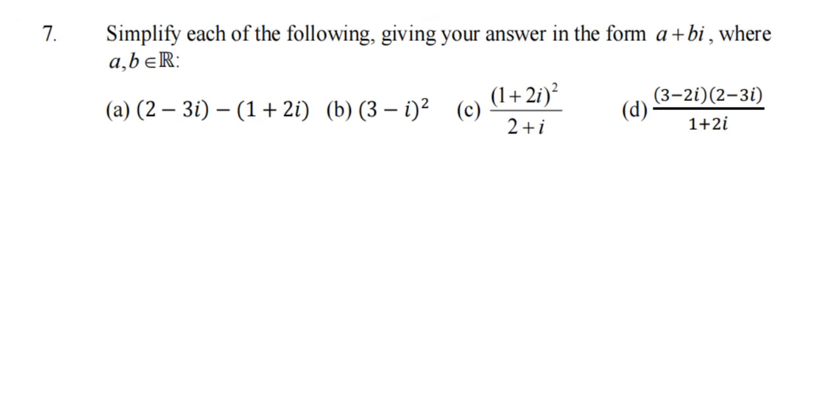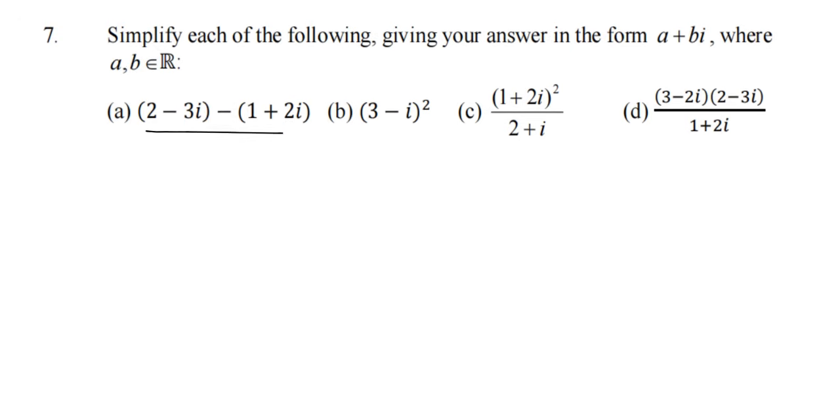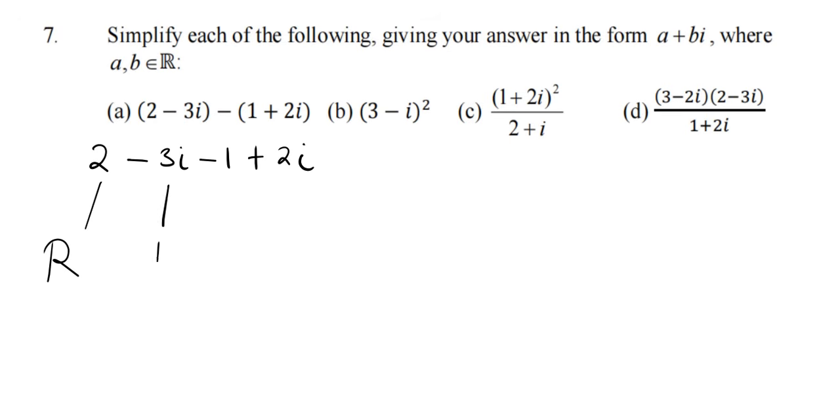Let's solve question number 7. We're told to simplify each of the following, giving our answers in the form a plus ib, where a and b are real numbers. So we've got this. These are complex numbers, so we have to first distribute the negative here. So we're going to have 2 minus 3i minus 1 plus 2i. A complex number always has a real part and an imaginary part. This is a real part, this is the imaginary part.